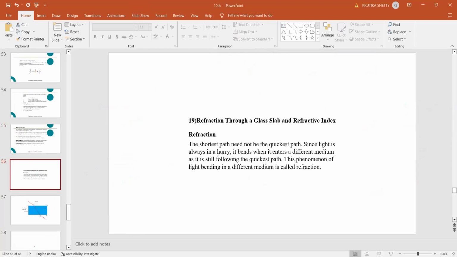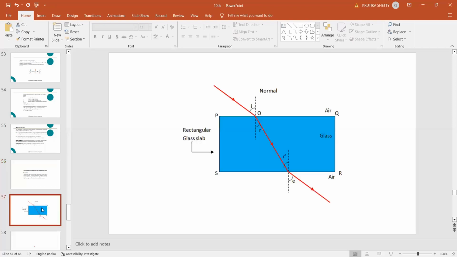That is refraction through a glass slab or the refractive index. Here we have the activity and the experiment. In some schools, they will perform this activity also. Here you can observe the figure and understand what it is.